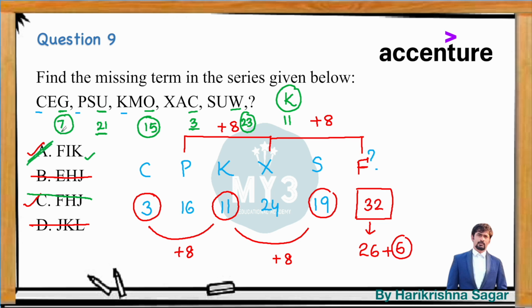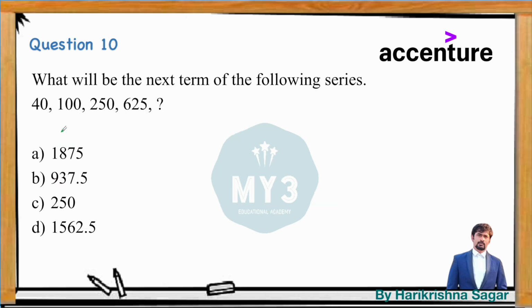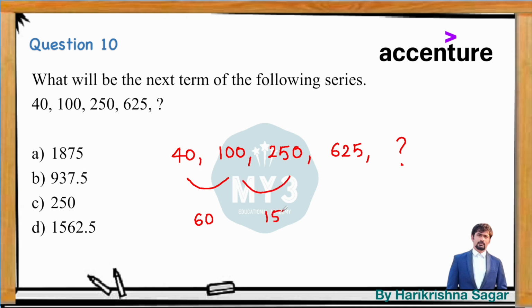Hope you are able to understand this. Let's look at the other question. If you observe this question, they gave the terms like this: 40, 100, 250 and 625. What is the next term is the question. So first I am going with the level of difference. There is a difference of 60, a difference of 150, and again a difference of 250, 350 and 375.